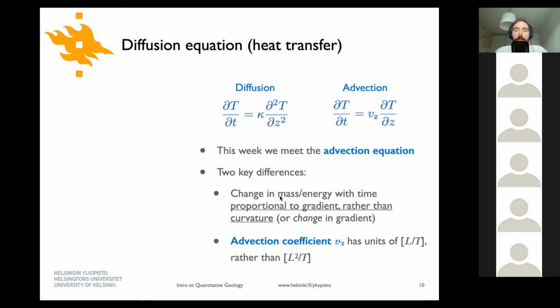So two key differences: change in mass with time is proportional to the gradient rather than the curvature. So here we have this dt being proportional to or equal to kappa times the second derivative for the diffusion equation. Now we only have a first derivative for the advection equation. And our coefficient here, Vz, has units of length per time rather than length squared per time.